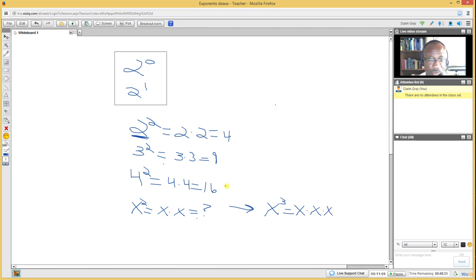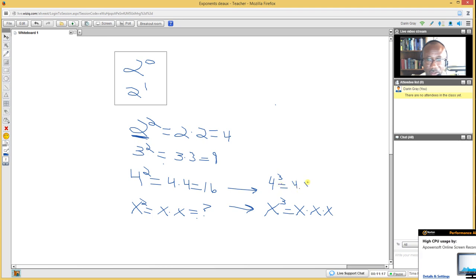And you can draw the conclusion. It's kind of cool since we are drawing. 4 to the third power is going to be 4 times 4 times 4.